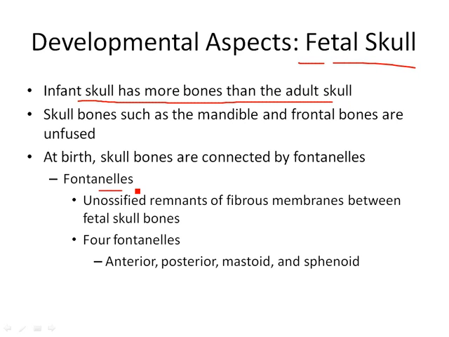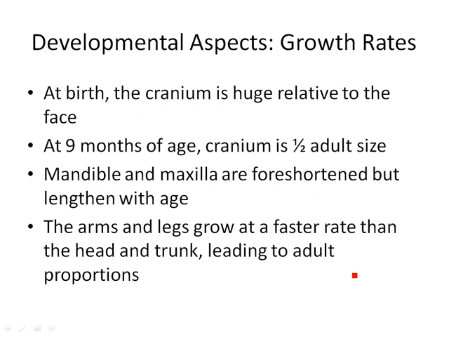Remember, those fontanelles are just basically soft spots where basically you have unossified, which means what? There's no calcium there, hasn't hardened, membranes between those bones. And there's 4 of them. You have an anterior, a posterior, and a mastoid, and a sphenoid. And you'll see those in lab as we go along.